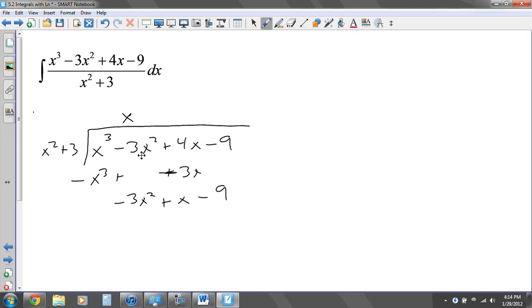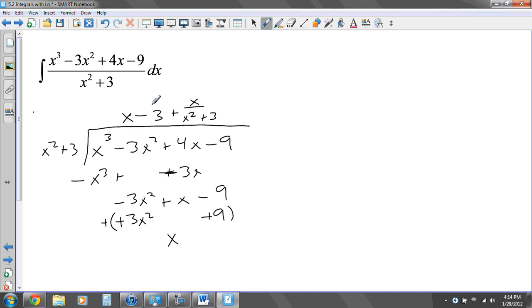Now to make this match this, I'm going to multiply it by negative 3. It gives me negative 3x squared minus 9. I'm subtracting these, so really this is adding. Okay, so I'm going to have plus, plus on both of these. This cancels. I get the x down here, and this turns into 0. So this is my remainder. So I'm going to write that as plus x over the divisor.